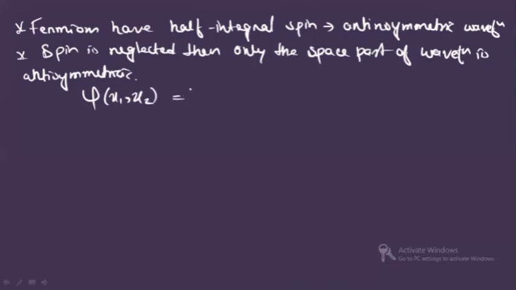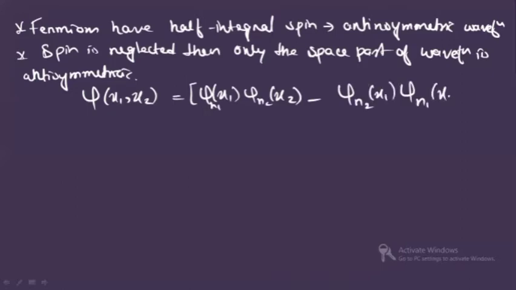That means in this case you will write psi x1 x2, for two particles, equal to psi n1 x1 psi n2 x2 minus psi n2 x1 psi n1 x2. This is the composite wave function.